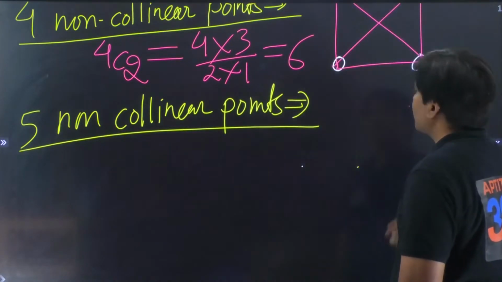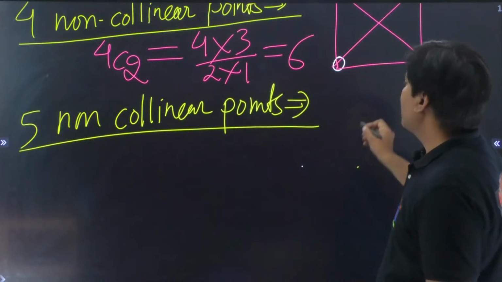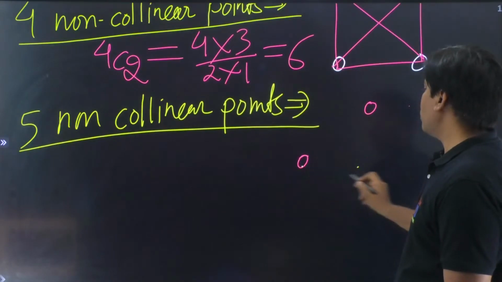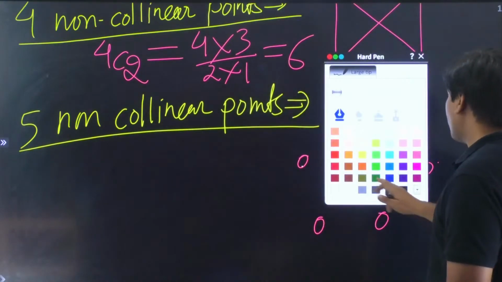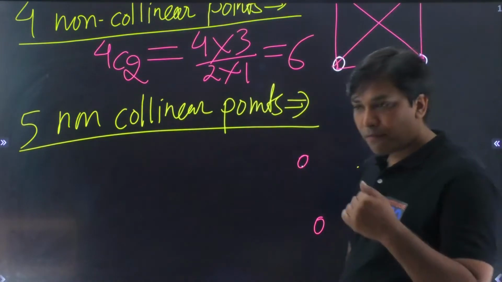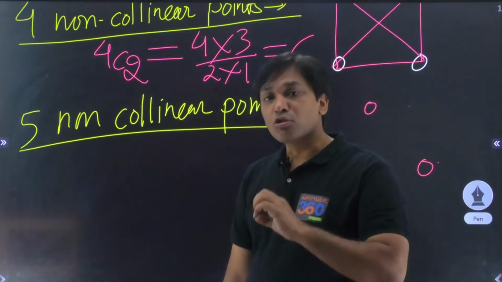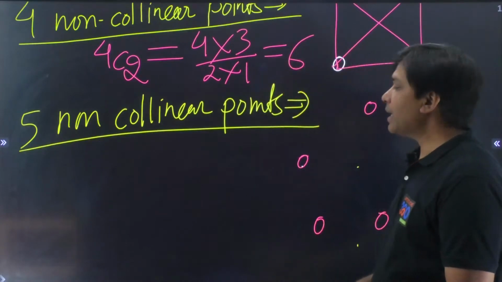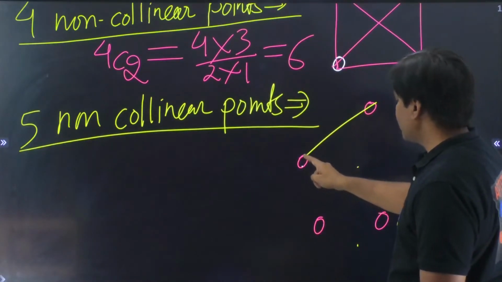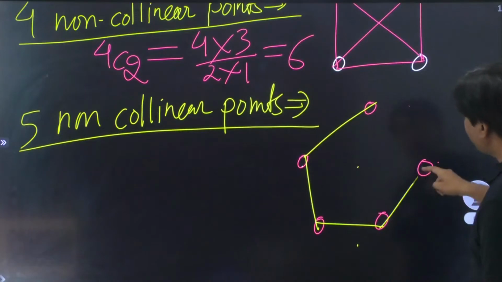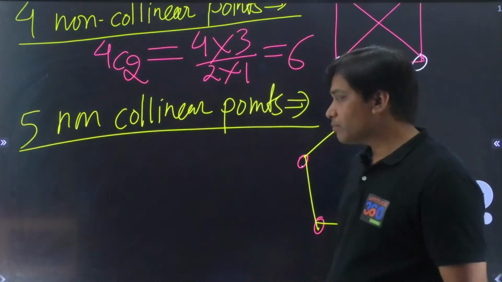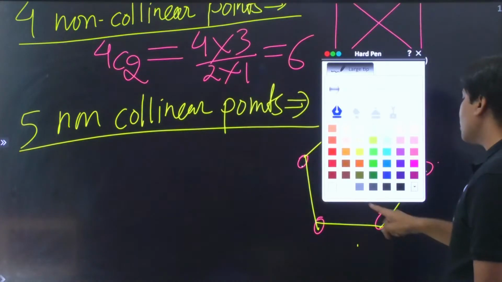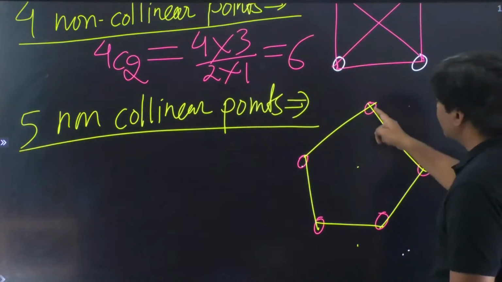What if I have got something like this? 1, 2, 3, 4, 5. यही ना भाई? 1, 2, 3, 4, 5. 5 points that are non-collinear to each other. क्या बनेगा यहाँ पे? 1, 2, 3, 4, 5. एक तो ये 5 हो गया. Now you will also be having, this is 1.